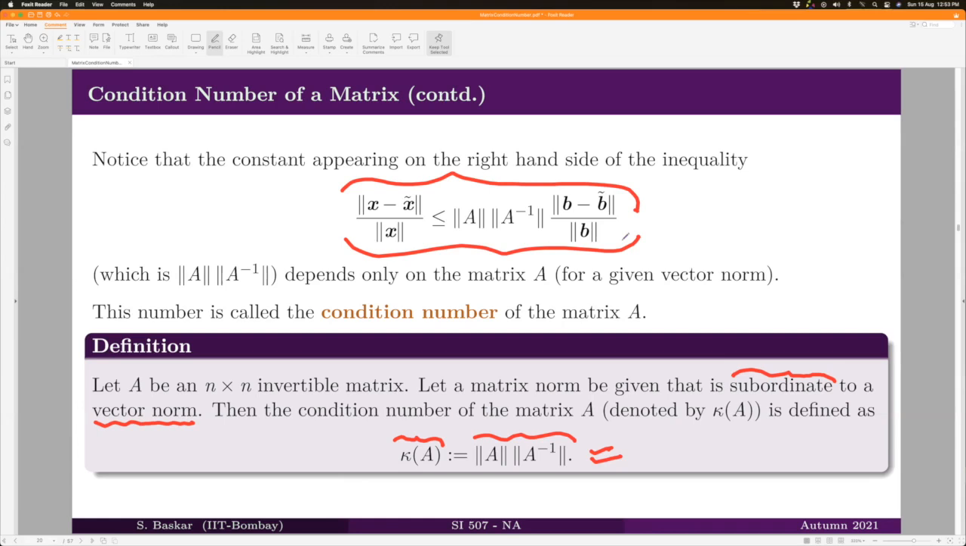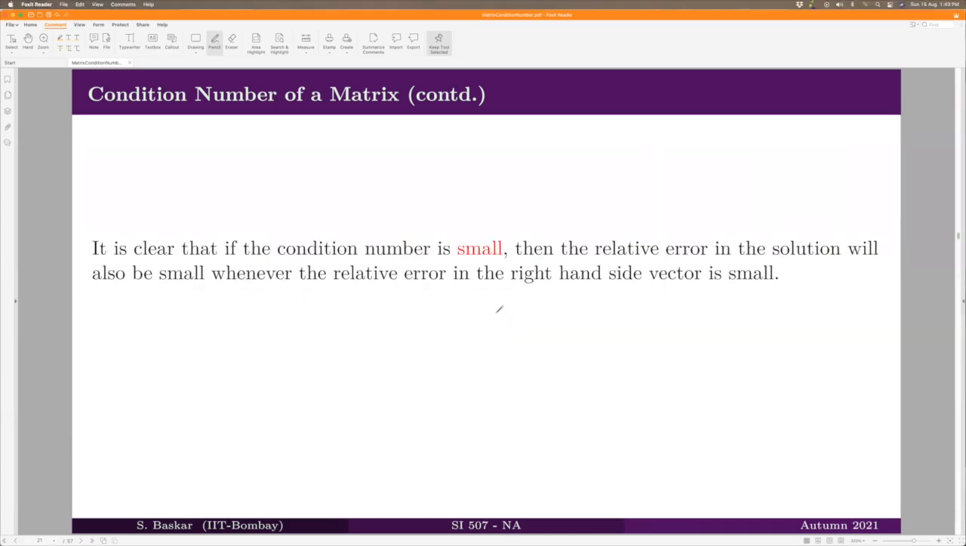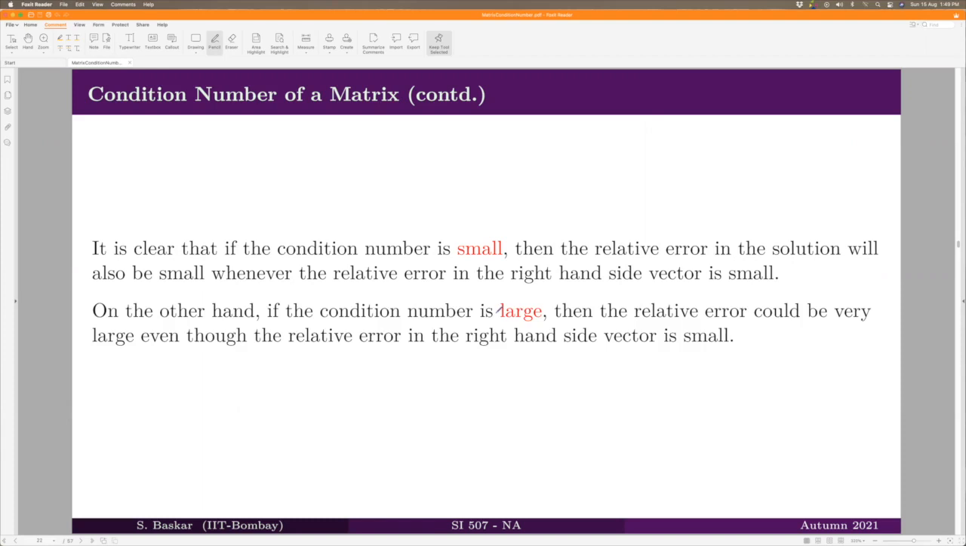That's always good. Well, from the estimate that we have established in the last theorem, we can see that if the condition number is small, then the relative error in the solution of the linear system is also small whenever the relative error in the right-hand side vector is small. On the other hand, if the condition number is large, then the relative error in the solution of the linear system could be very large, even though the relative error in the right-hand side vector is very small.